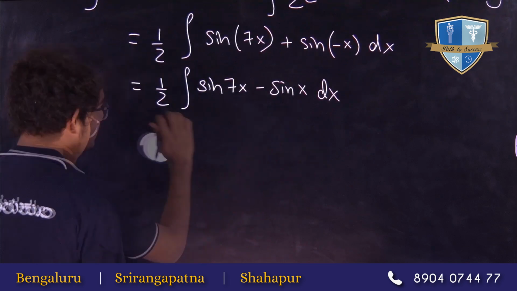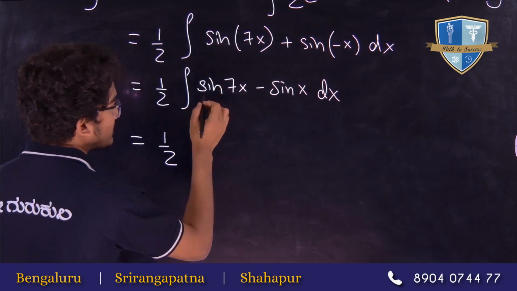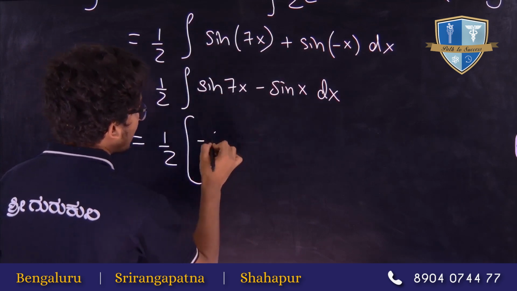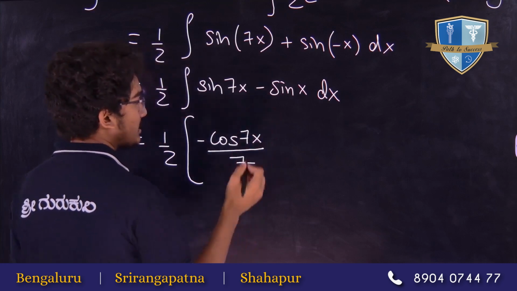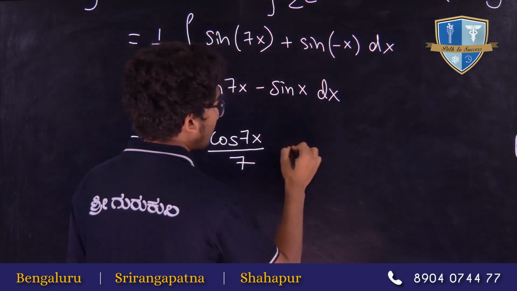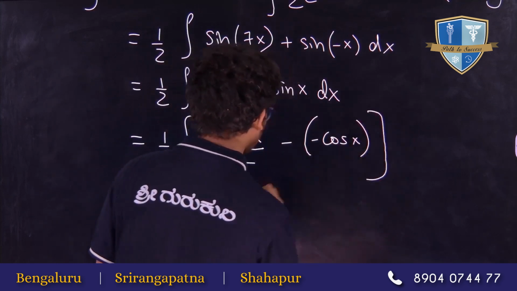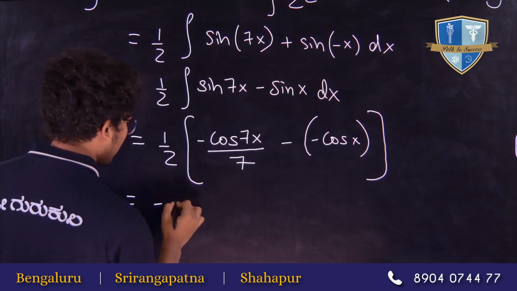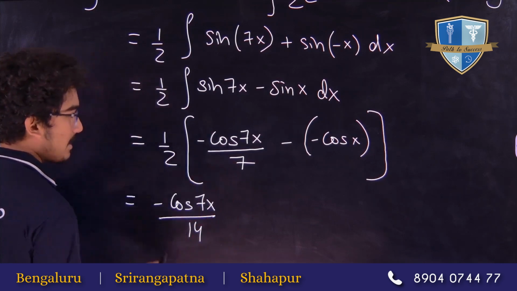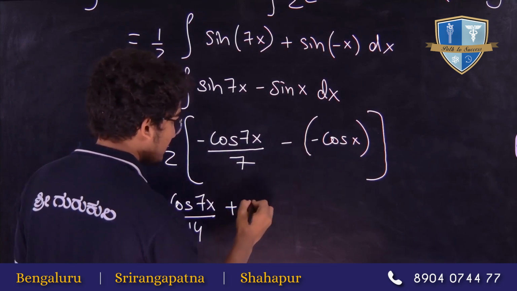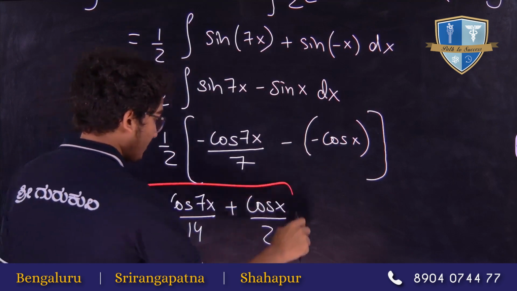Now let's integrate it. We will get half of integration of sine of 7x will become minus times cos of 7x divided by 7, and integration of minus of sine x will become minus of cos x, correct? So this will be equal to minus cos 7x divided by 14. This 2 will multiply inside, and this minus minus will become plus cos x, and this divided by 2. So this is our final answer.